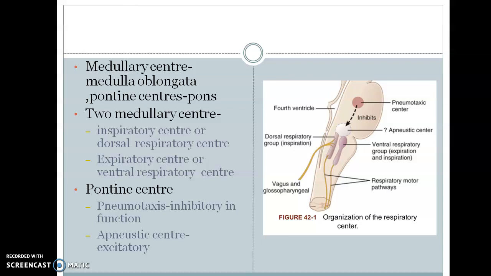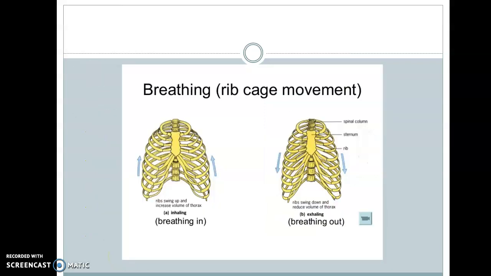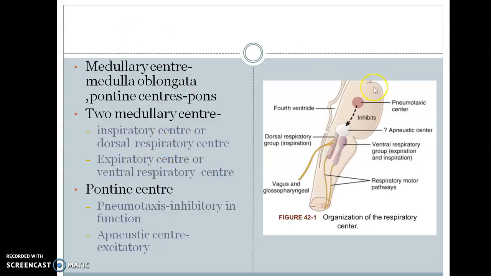Inspiration occurs when the oxygen level in the blood is low and carbon dioxide level is high. The chemoreceptors will get the stimulus. They will transform it to sensory impulses. This is transmitted to the inspiratory center. The inspiratory center is the dorsal respiratory group.